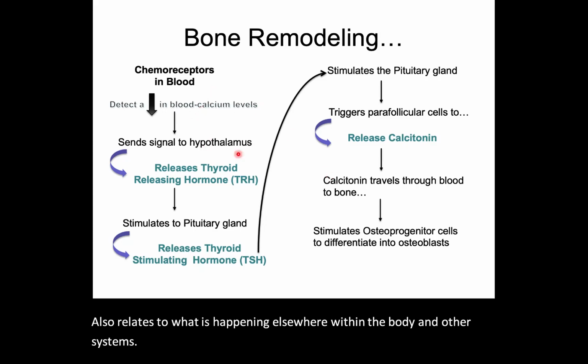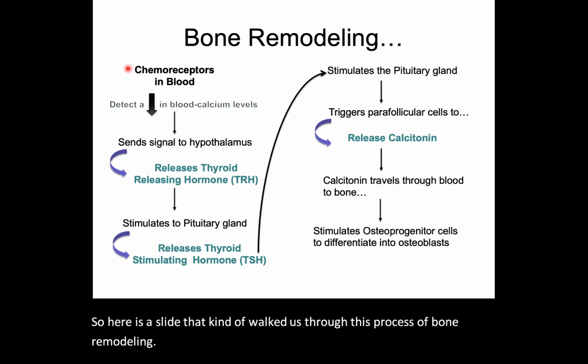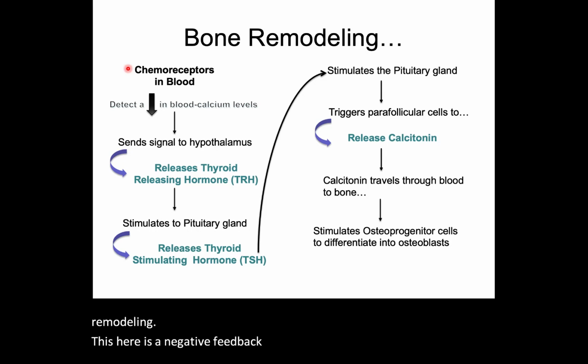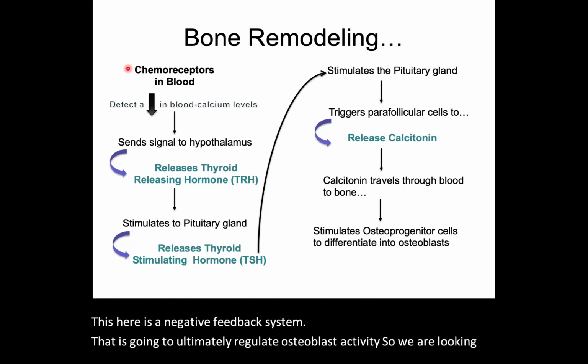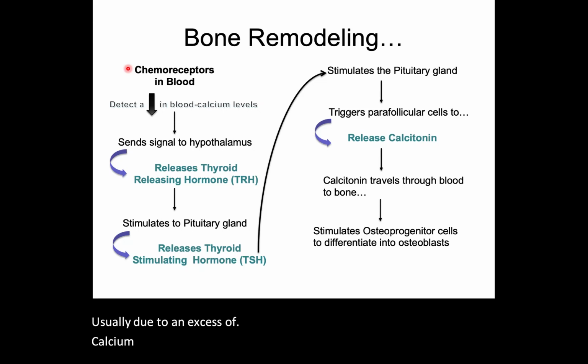So here is a slide that walks us through this process of bone remodeling. This is a negative feedback system that is going to ultimately regulate osteoblast activity. So we are looking at the process that regulates the development of more bone, usually due to an excess of calcium within our blood, what we would define as the blood calcium level.